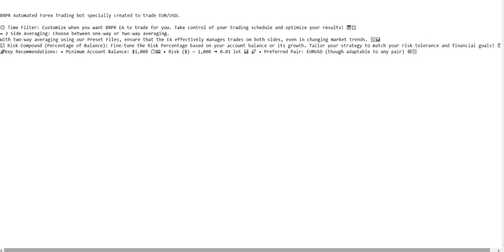There is an option to compound the risk as a percentage of your balance. You can fine-tune the risk percentage based on your account balance or its growth. The minimum requirement to trade with this expert advisor is $1,000 US to trade 0.01 lot size initially. The initial base lot size is 0.01 and the minimum account balance required is 1,000.